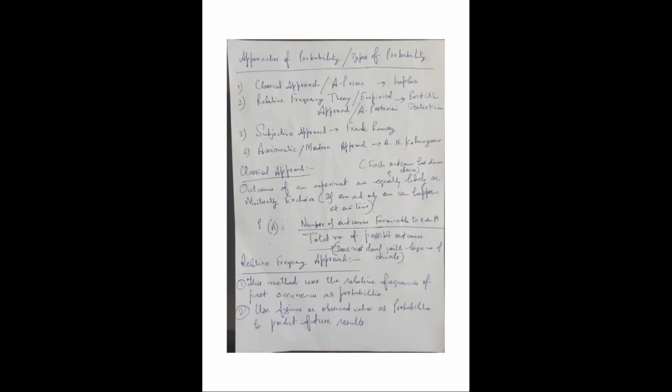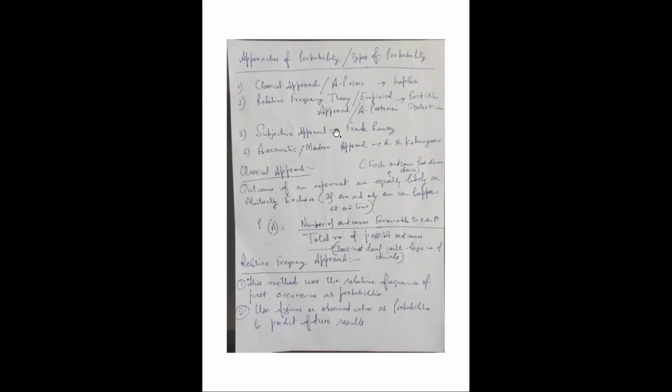So that is why this is known as the a priori way of probability. Even before performing the experiment, you have found out the probabilities. These are also known as the theoretical probabilities. Now, what is next?